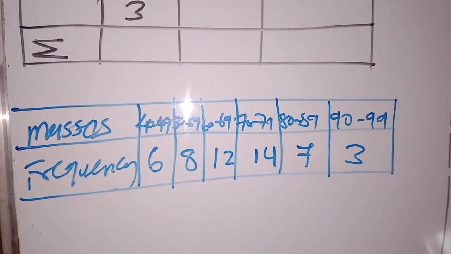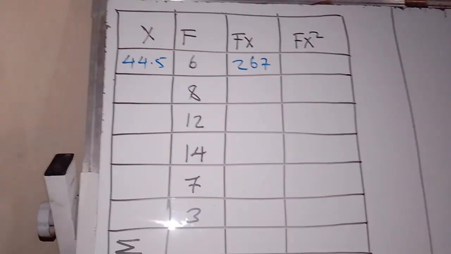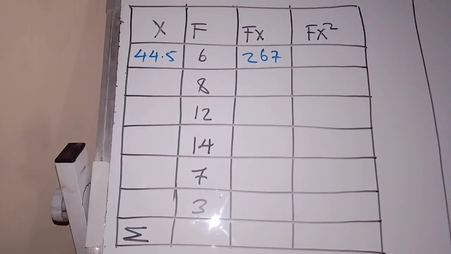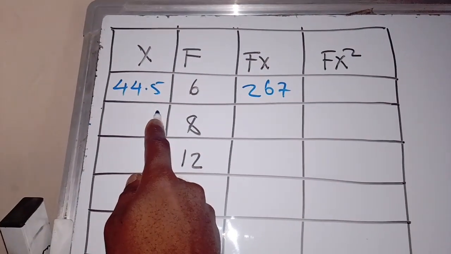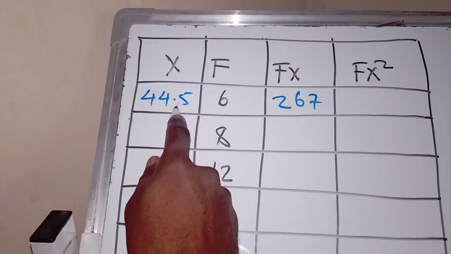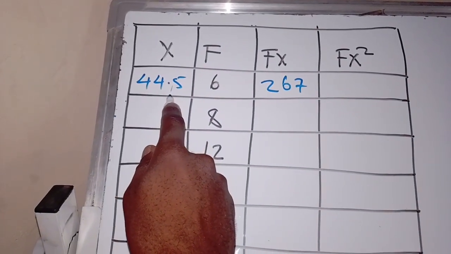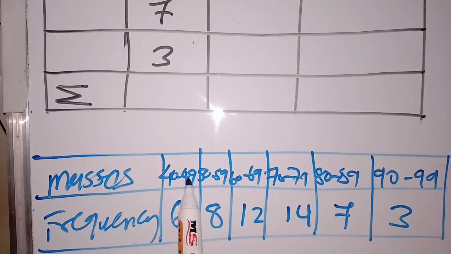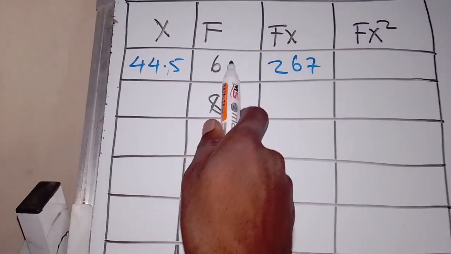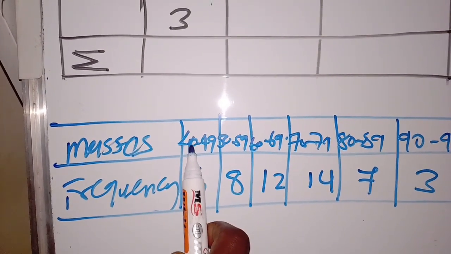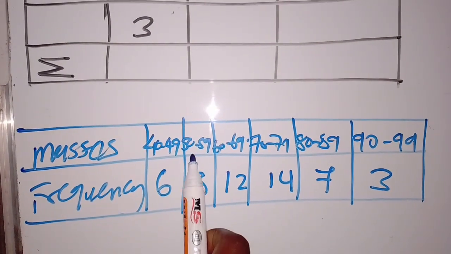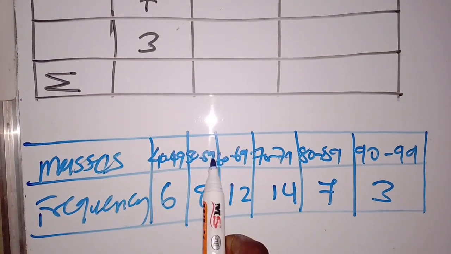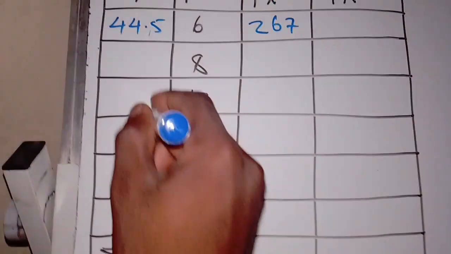Okay, so we need now to fill up this table so that we find the standard deviation and eventually the variance. So you remember we came up with 44.5. Here they are the masses. We have to convert to x. Now to find the x, it's more like the average of the masses. So 40 plus 49 divided by 2 is what gave us 44.5. For 40 to 49 the frequency is 6. Okay, and then we have 50 to 59, the frequency is 8. So 50 plus 59 divided by 2, that is 54.5.